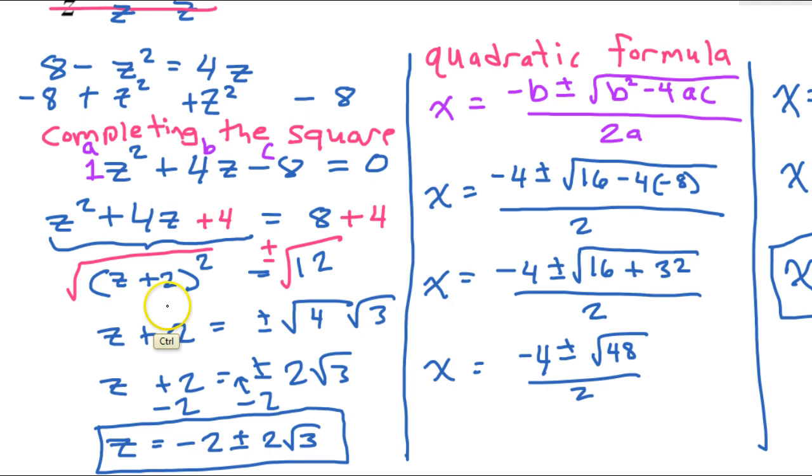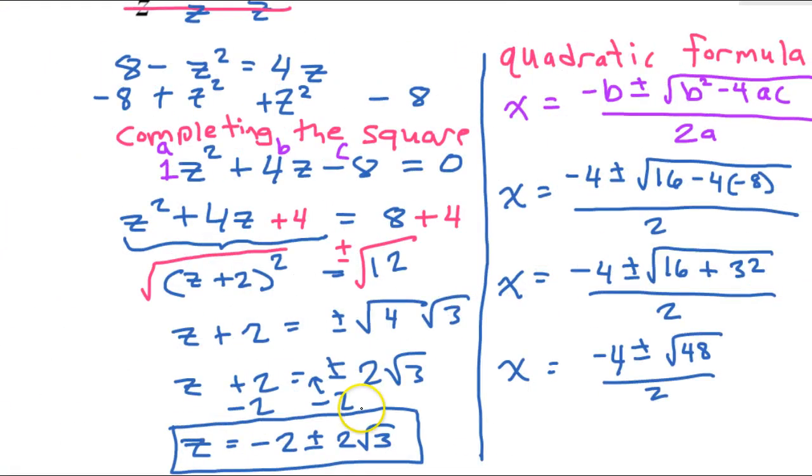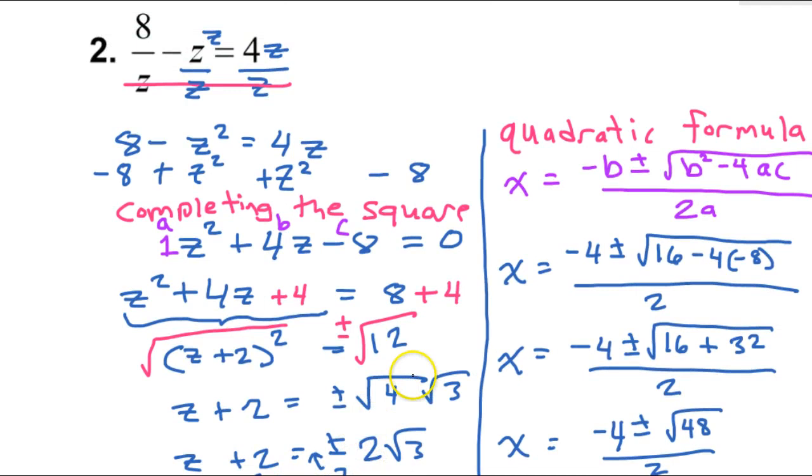I personally prefer completing the square as long as I have an even number in the middle, and especially if the leading coefficient is 1, then completing the square is very easy, and I think it's easier than the quadratic formula. But anyway, do what you prefer. Do you?